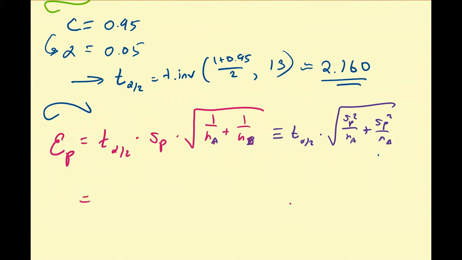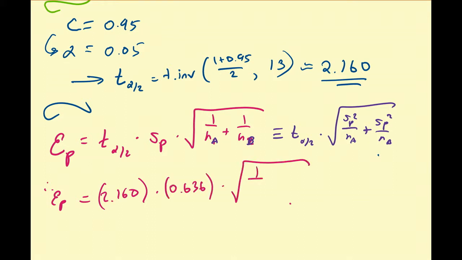All right, great. So our critical value came out to 2.160 times the pooled standard deviation of 0.636 times the square root of 1 over the size of sample A, which was 8, plus 1 over the size of sample B, which was 7. So once you calculate this all out, and make sure you put parentheses around those two fractions when you sum them, you should get a marginal error of approximately 0.711.